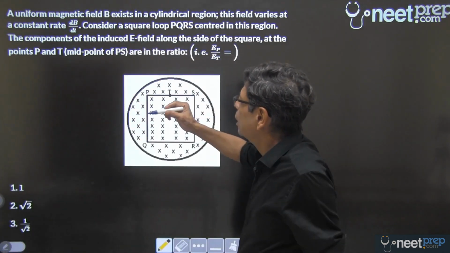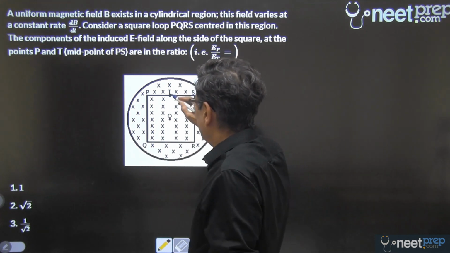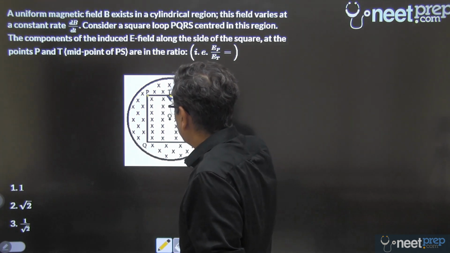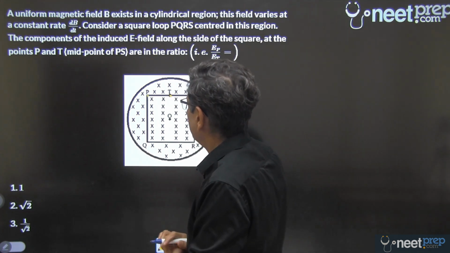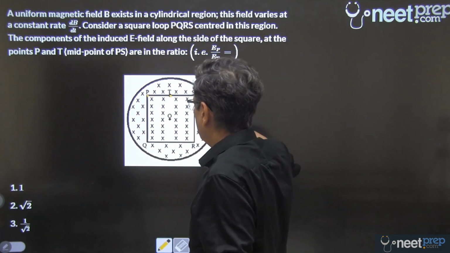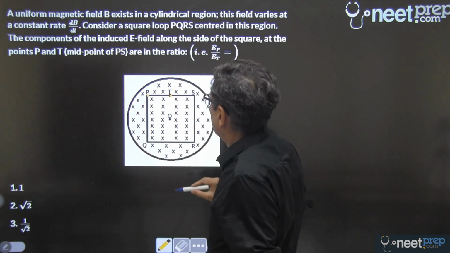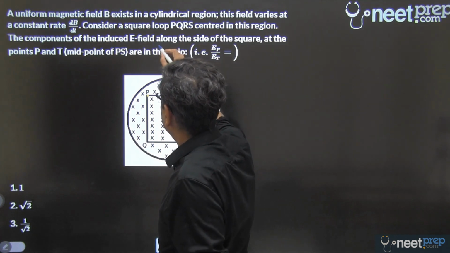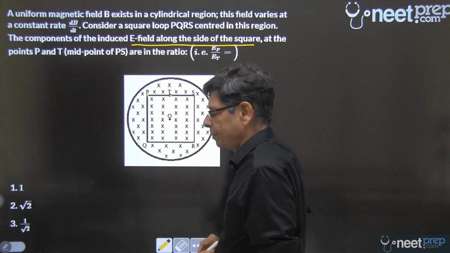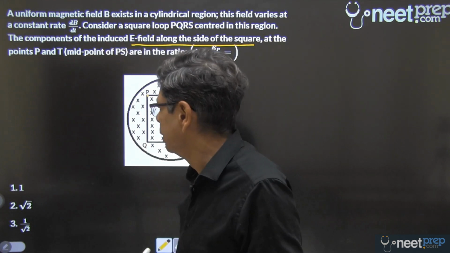In this question, we need to get the value of EP upon ET, meaning the induced electric field at point P and the electric field at point T, but not the electric fields at these points. T is the midpoint of the side PS of the square. So not the induced fields, but the components of these fields along the side of the square. Okay, so we'll first think about the field, then think about the components.